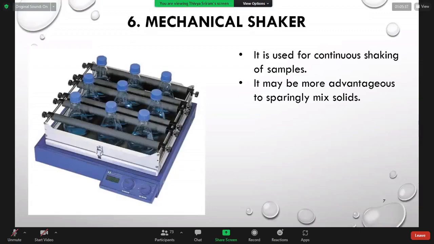Now we will see the mechanical shaker. Here in the mechanical shaker, we can place the sample in the conical flask. After that, we can adjust the rubbers. After that, the sample will be in a firm position. Then we can set the time for the shaking as well as the speed of the mechanical shaker. Then we can get the well mixed sample.